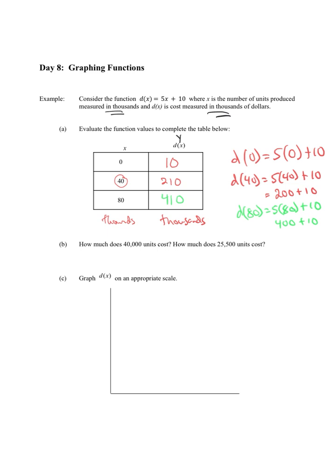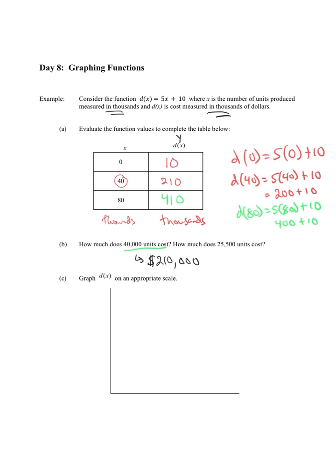So how much does 40,000 units cost? Well, that would be $210,000, right? Because the d of 40 is 210, so that would be $210,000.